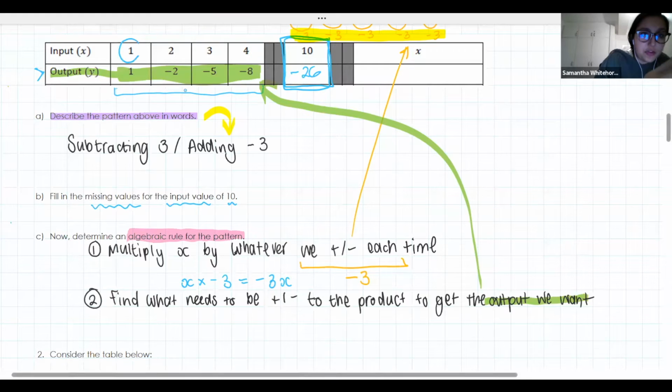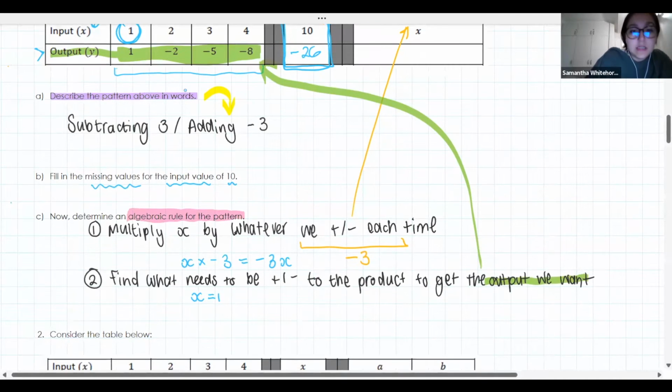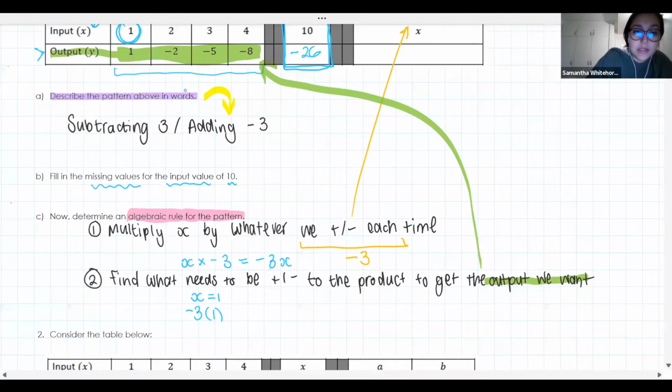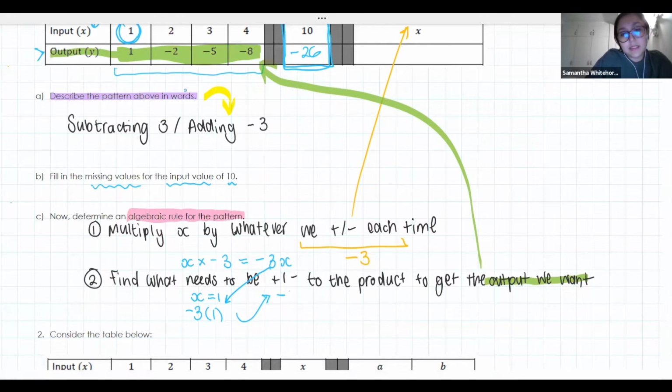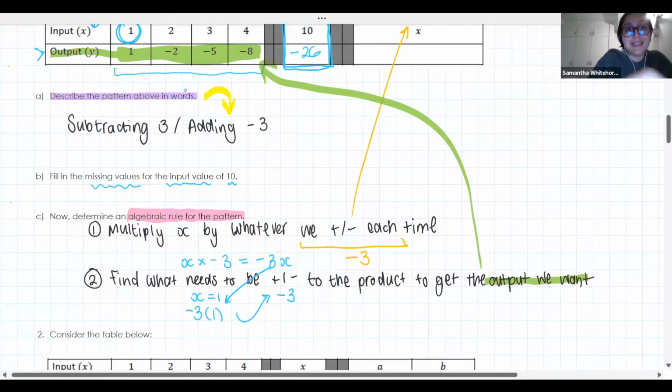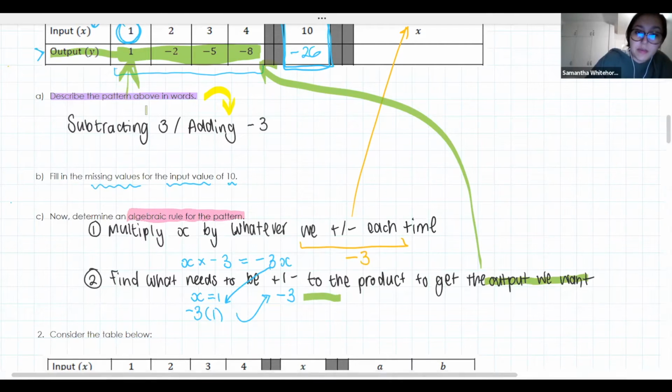If we take our first input of 1, so x equals 1, because remember, that is the x value, and we times it by the -3. -3 times 1. Why am I doing that? Because that's the first part of my rule. -3 times +1 is -3. But remember, my desired output that I want is +1. So my question is, how do I get from -3 to +1? What do I need to add or subtract to that?